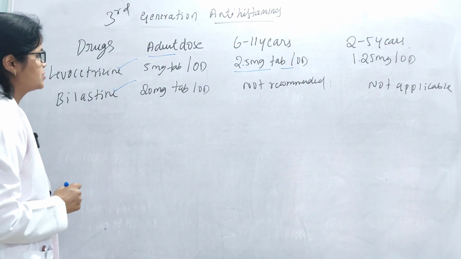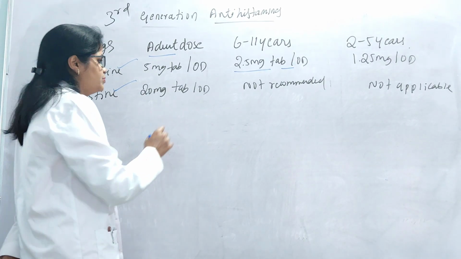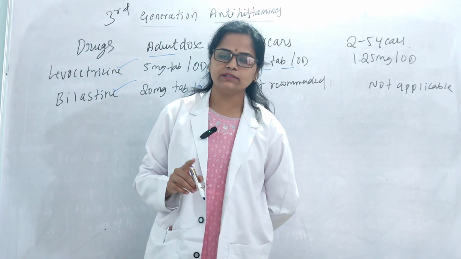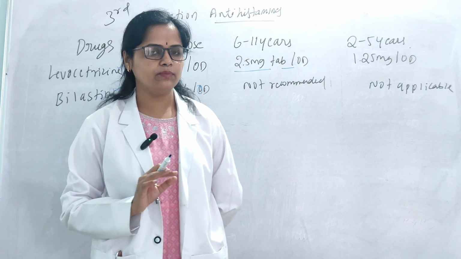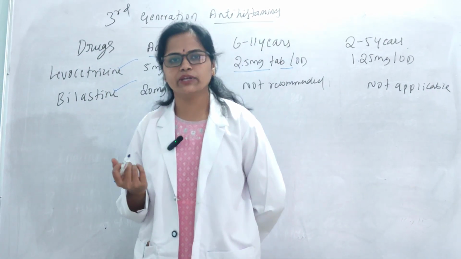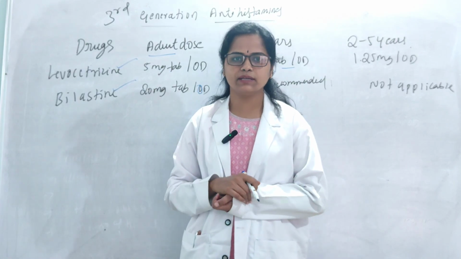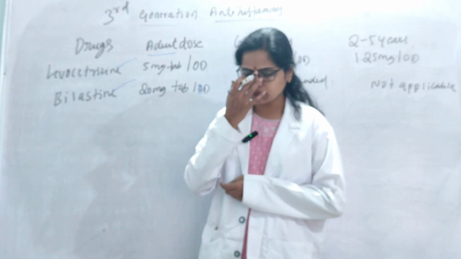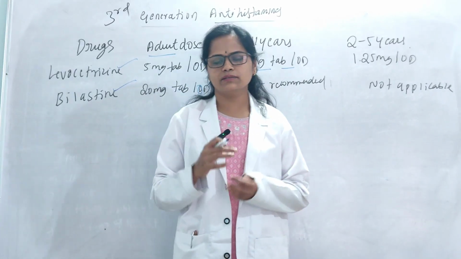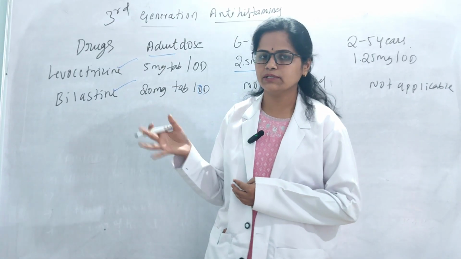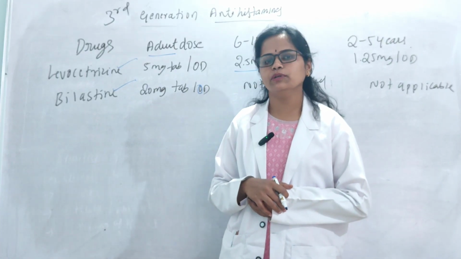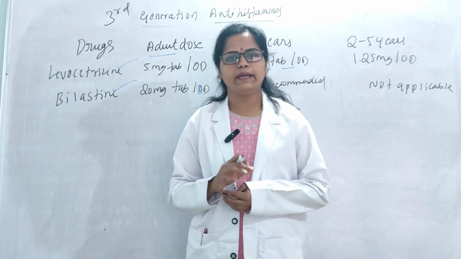And bilastine is used for adults at a dose of 20 mg tablet once in a day, and for 6 to 11 years and 2 to 5 years children, these drugs are not recommended because they are not safe for those children. And here the indications are the same as the second generation antihistamines: urticaria, sneezing, rhinitis and allergic sinusitis. These are common for all the generation antihistamines, and the side effects as adverse effects are more common, like the first and second generation antihistamines.